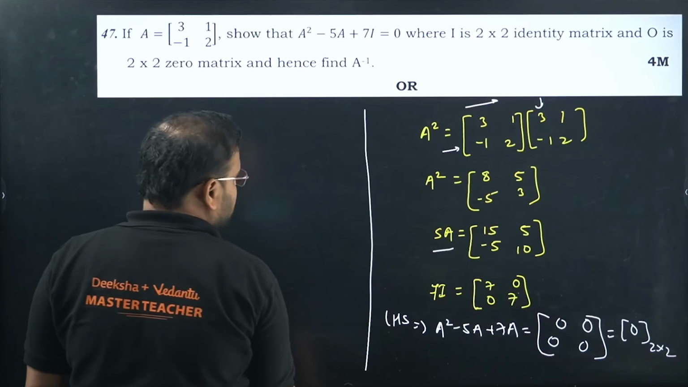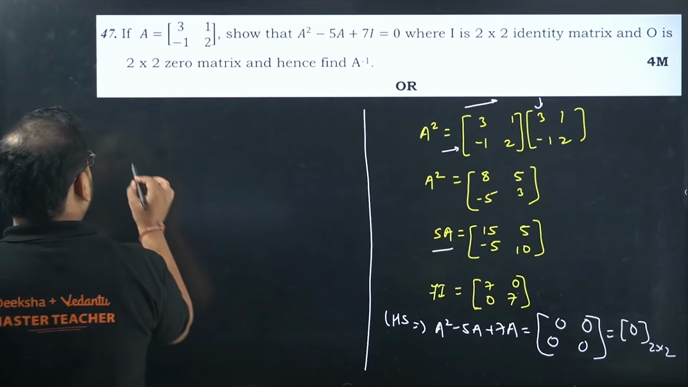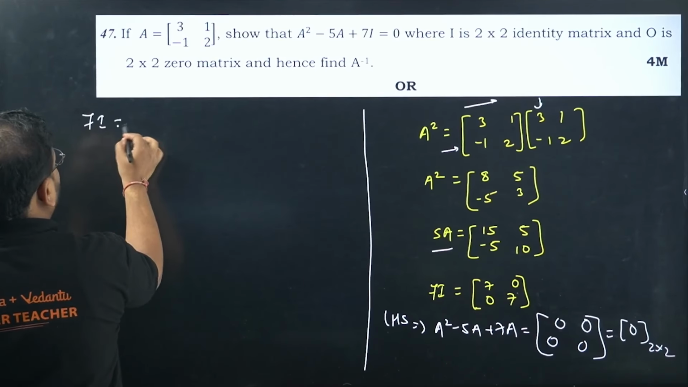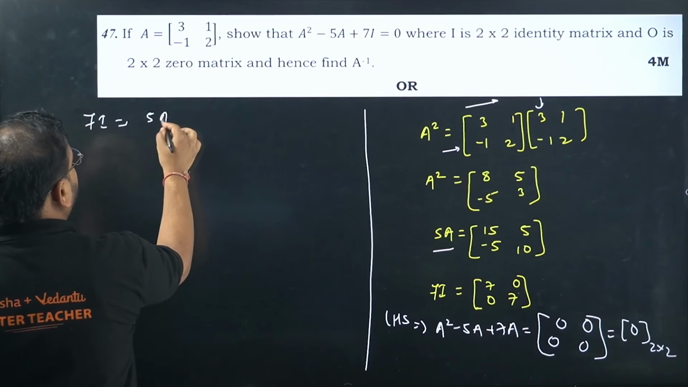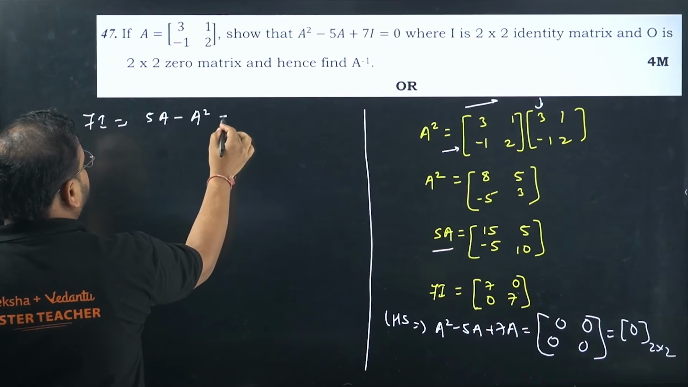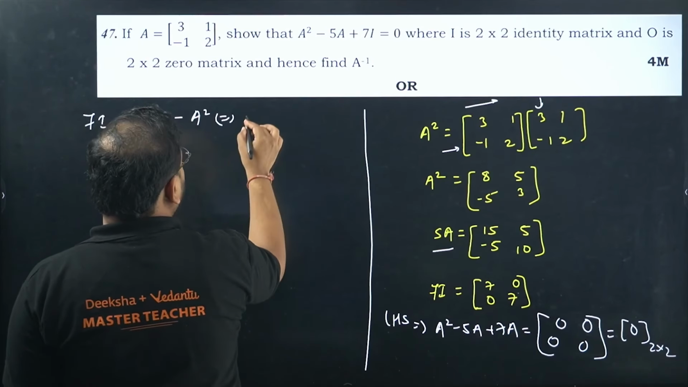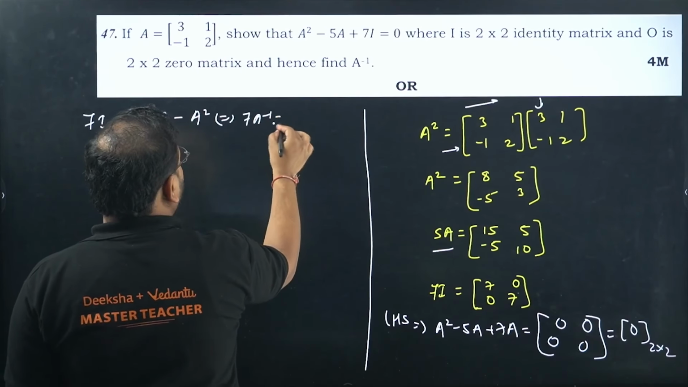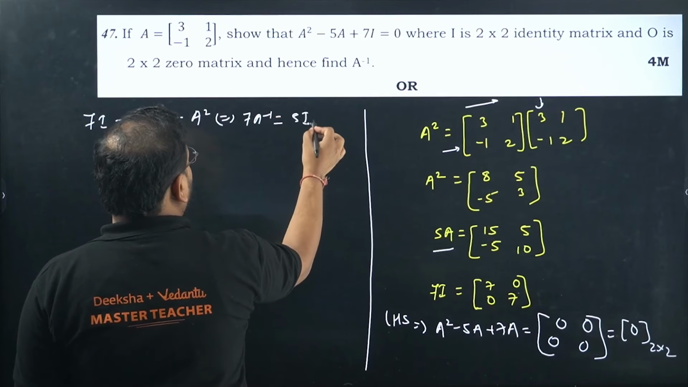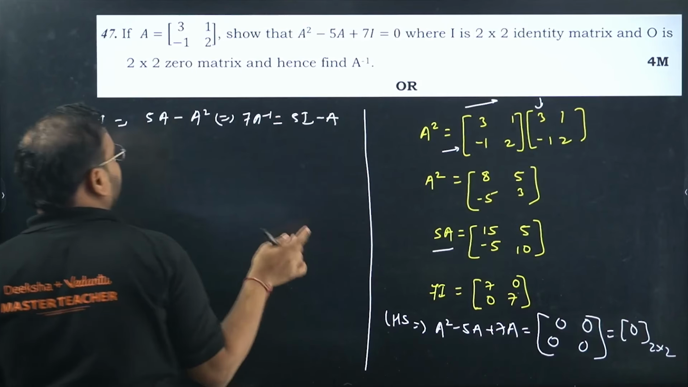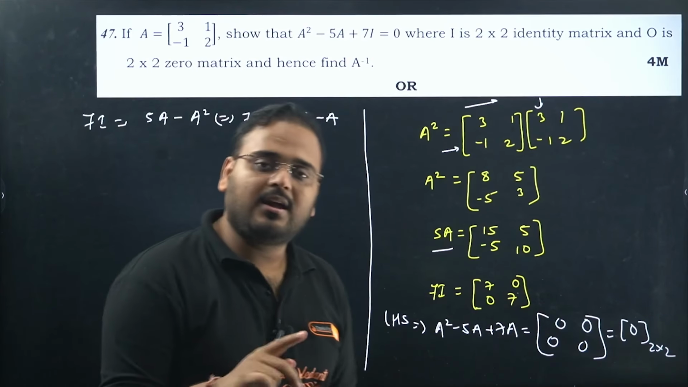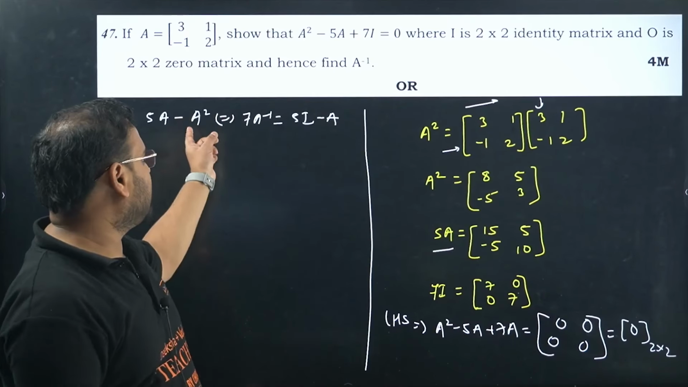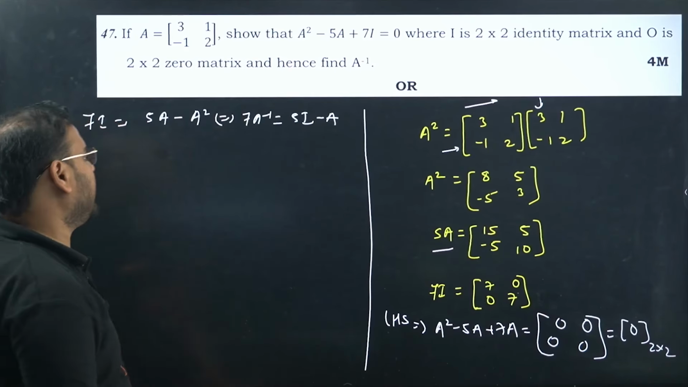Now I'm looking for the last step, which is finding the inverse. So for that, keep 7I over here and everything on the other side: 5A minus A square. Now multiply inverse on everything. So I get 7A inverse equals 5 into I minus A. Multiply inverse on A, it will become I. Inverse on A square will become simply IA, so A.